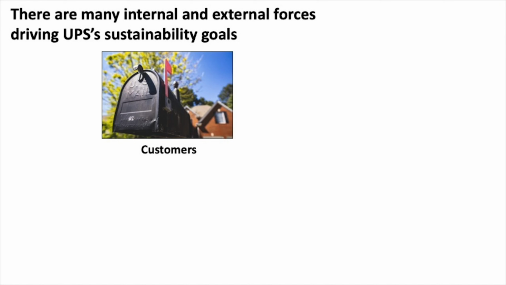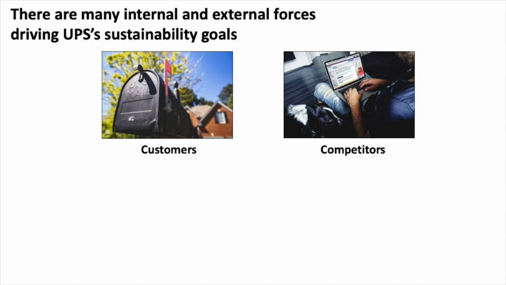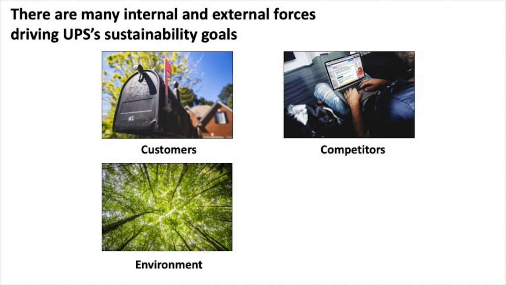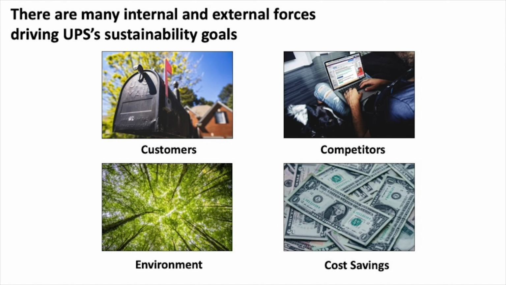Once we've determined the categories, then we can figure out a picture that represents each one. Here I have a picture for customers, one for competitors, one for the environment, and one for cost savings. Now we have a slide that's memorable for an audience. The presenter can choose to have a slide on each of these categories if they wish, but this is a much better way to introduce those sustainability drivers than all that text we had earlier.